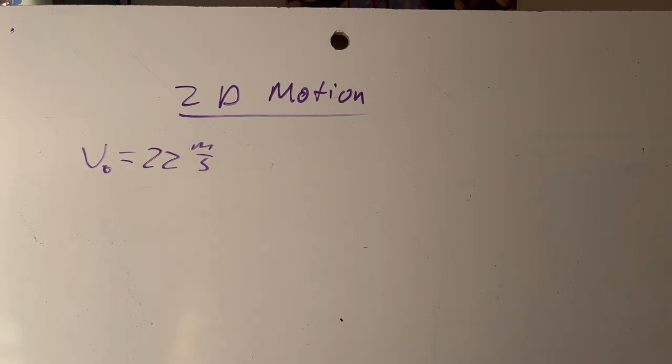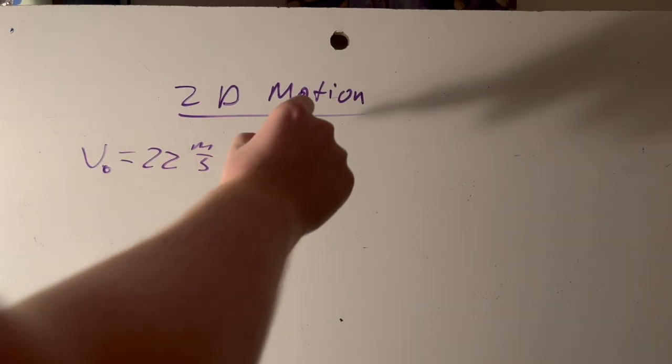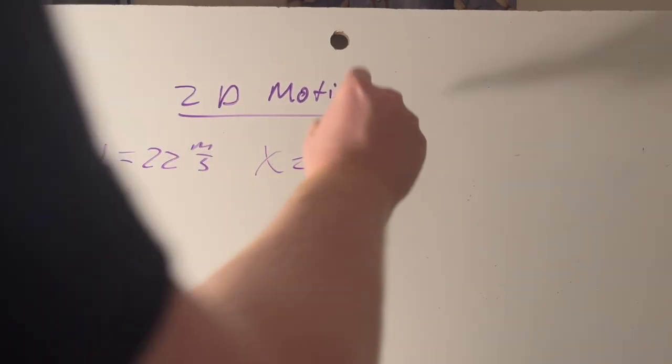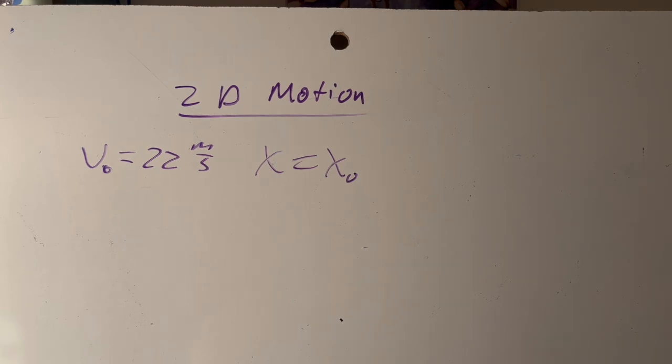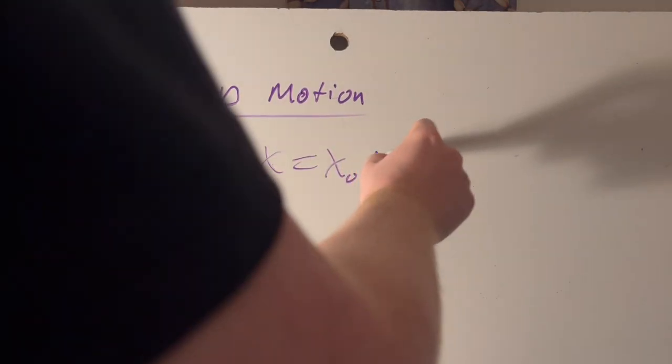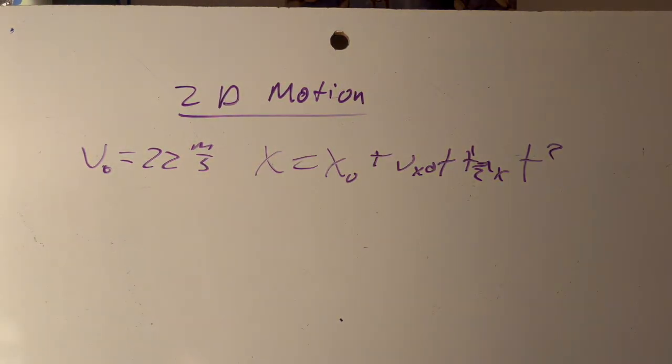So, with our equation, x is equal to x naught plus vx naught t plus one half ax t squared. Okay. Right. Well, how do we find the vertical and horizontal component of our ball?